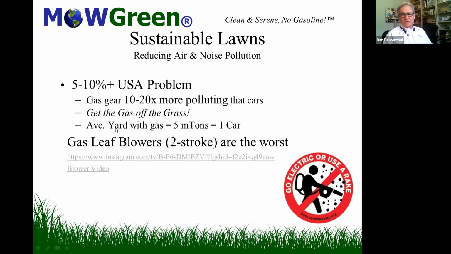The amazing thing is the average yard, about a 1/3 acre, that's tended with gas, that uses irrigation, synthetic fertilizers, petroleum-based, is responsible for about 5 metric tons of greenhouse gases. That's like a car on the road for 12,000 miles. So it's pretty important. It's a big problem. Imagine 10% of our air pollution being reduced through better lawn care, zero emission lawn care. And that's our first mission, get the gas off the grass.